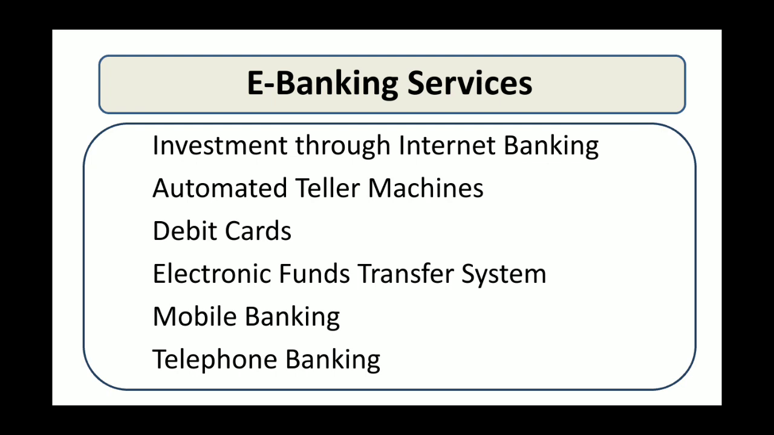Then ATM: through an ATM we can withdraw money and deposit money, and you can take a printout of your account statement from that machine. Debit cards and electronic fund transfer systems are there. Mobile banking, telephone banking: through mobile you can also do the same electronic banking, and through laptops and computers we are doing electronic banking, and through telephone banking. These are all the e-banking services you get from electronic banking.